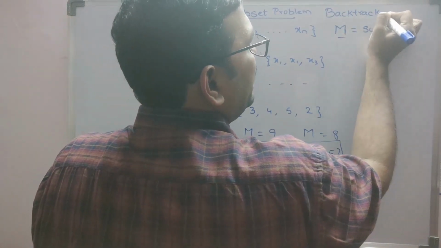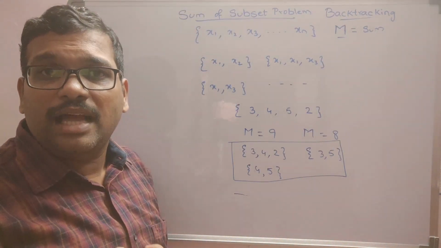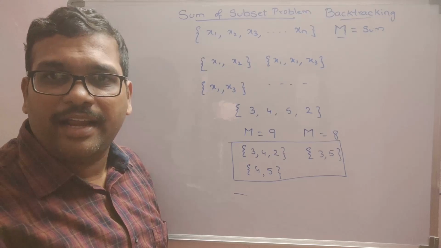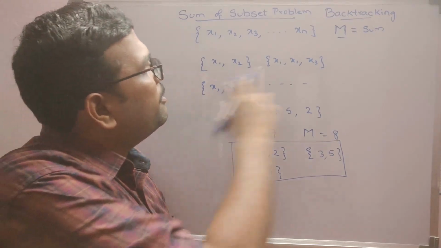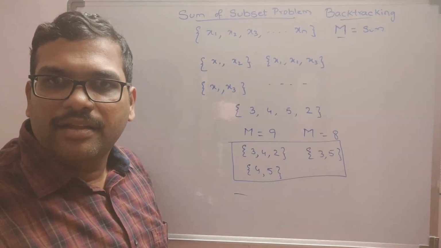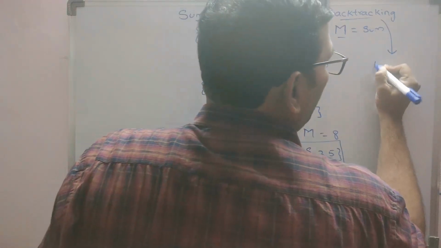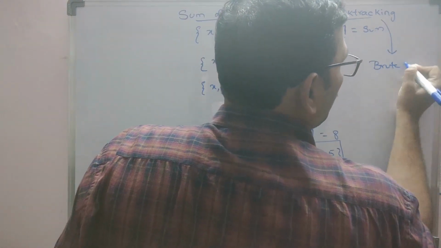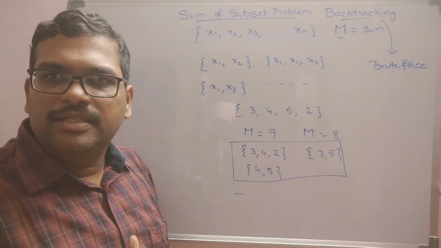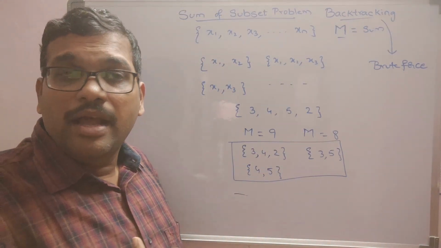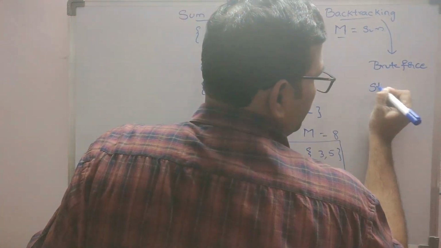We have studied the introduction of backtracking, and also seen one example application of backtracking, and here we are supposed to find the sum of subsets using backtracking. In this backtracking we are supposed to use brute force. Brute force means checking all possibilities, and we need to find out the state space tree.